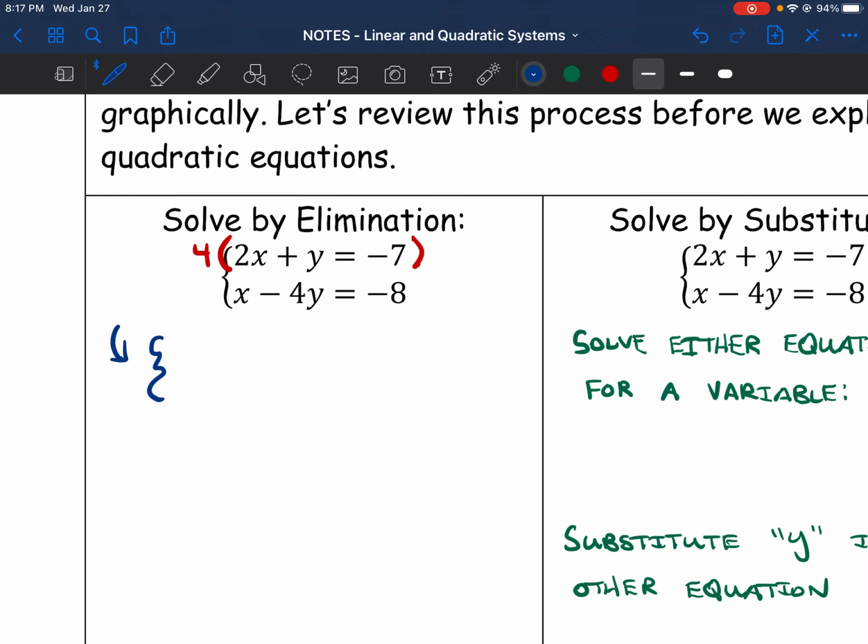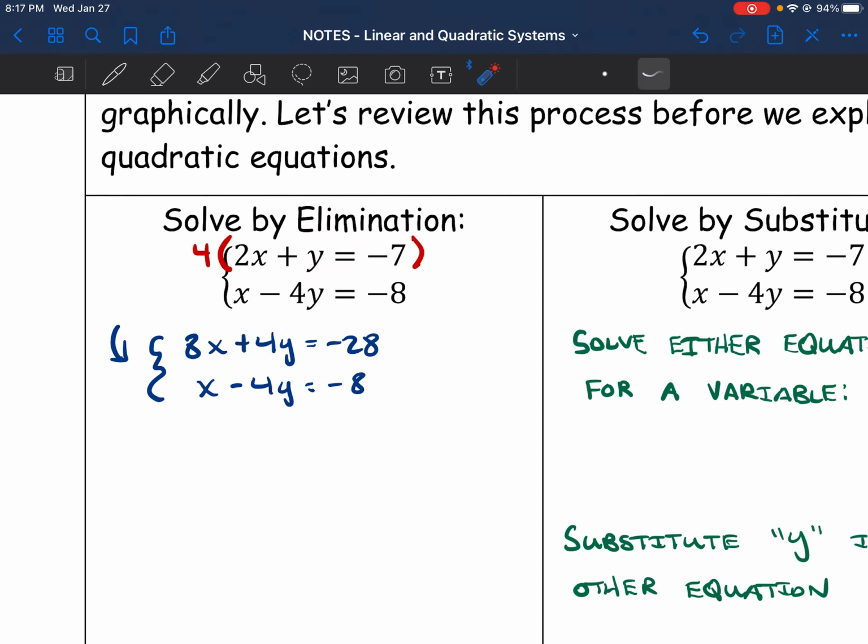So the top equation, let's multiply all terms in the top by 4. So 4 times 2x is 8x, 4 times y is 4y, and 4 times negative 7 is negative 28. The bottom equation, let's leave it alone. We would get x minus 4y equals negative 8. So by multiplying the entire top equation by 4, notice it turned the y into a 4y.